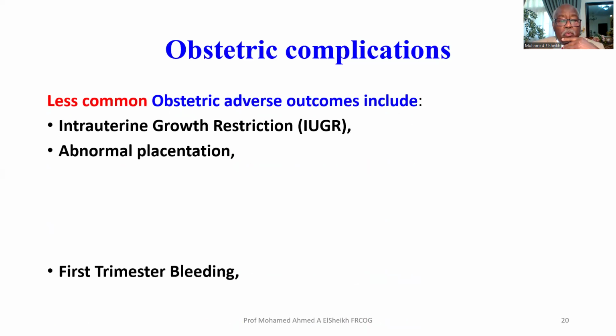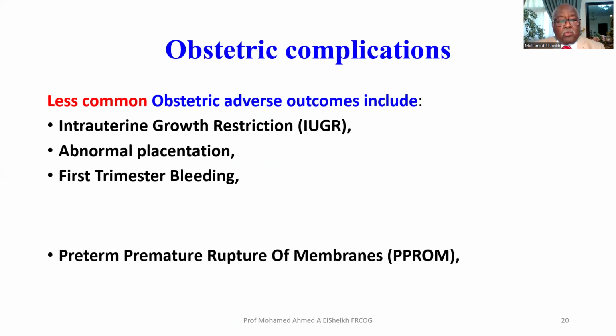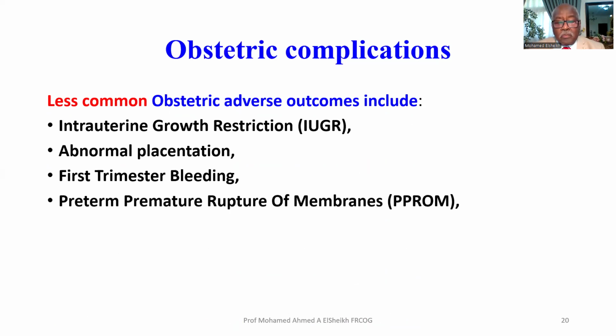Less common obstetric complications include intrauterine growth restriction, abnormal placentation, first trimester bleeding, preterm premature rupture of the membranes, abruption, and labor dystocia, meaning prolonged labor or difficult labor.